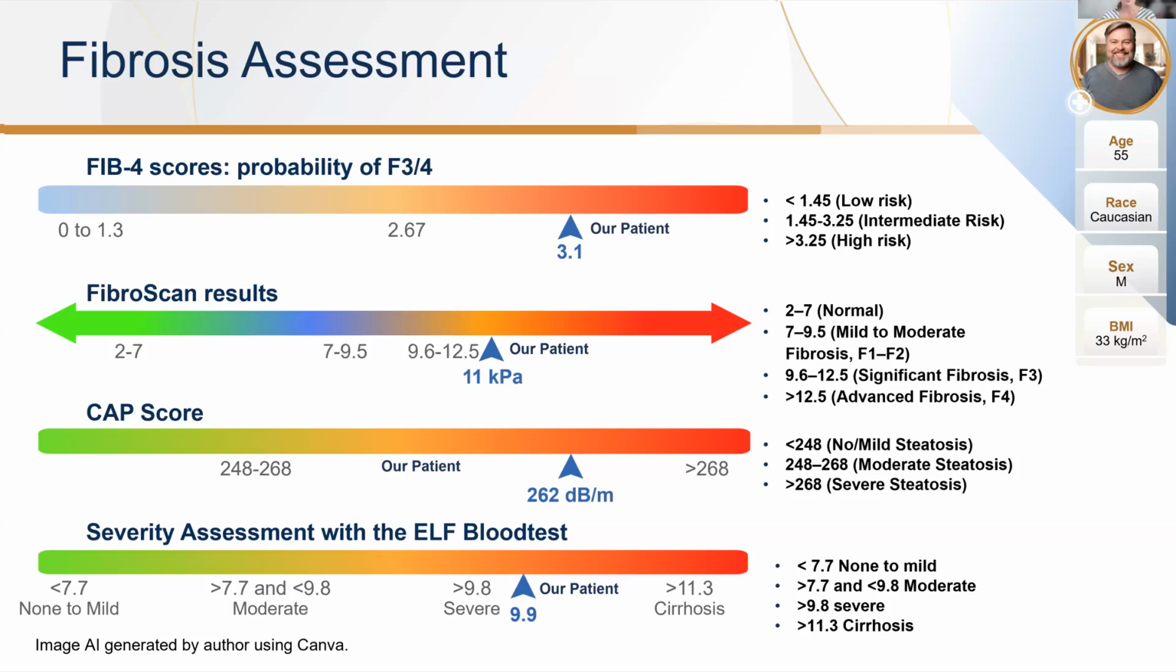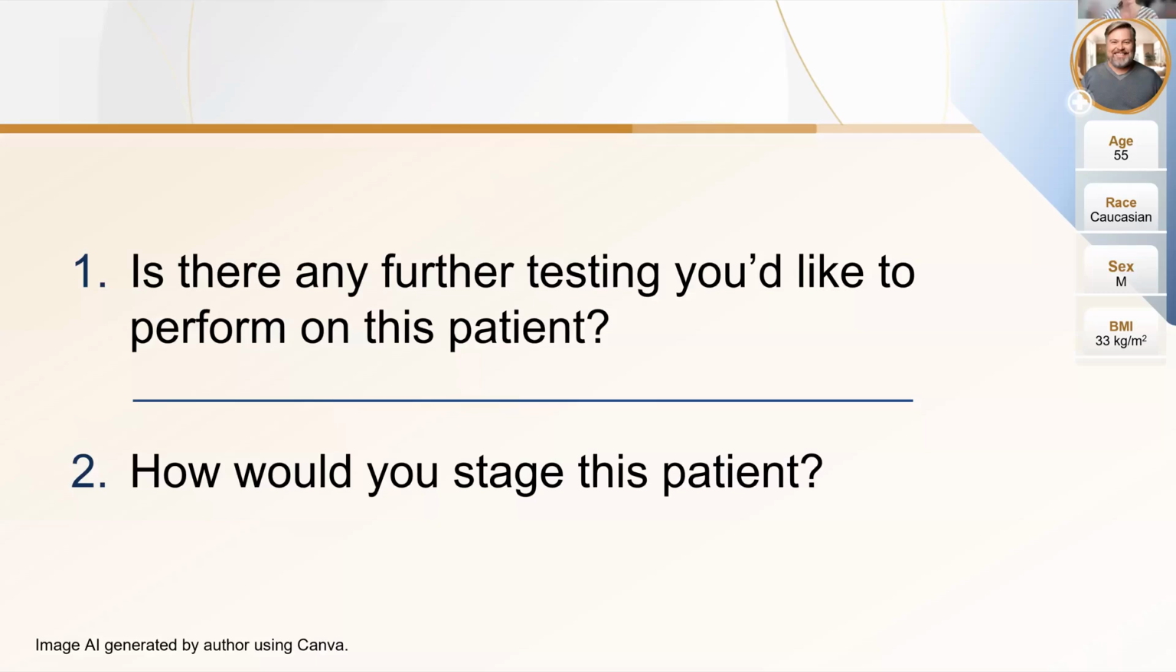I think we can all agree, though, that this guy's in trouble and we need to do something, because he is toeing the edge of going over that cirrhotic line. All right. Oh, we already talked about that one. Any further testing that you would like to do on this guy? Or do you feel pretty confident that you know what you're seeing?